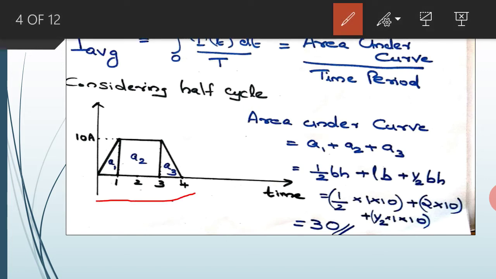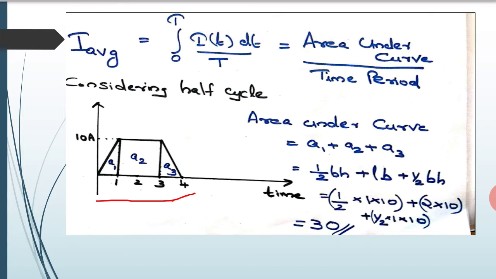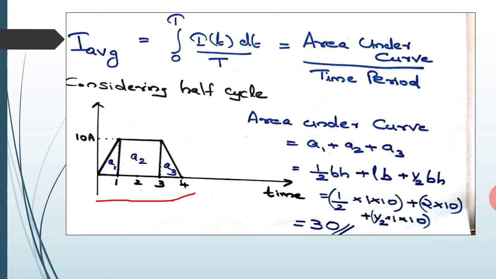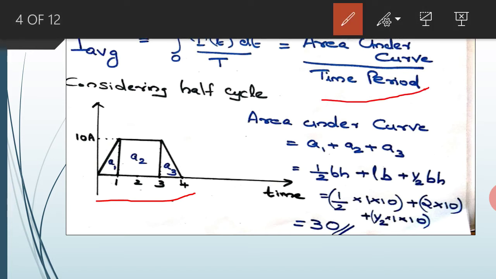Half cycle is considered here and we can find the average value in two ways: either area under curve by time period, or integral 0 to T of i(t) dt by T. First we consider finding the average value by the equation area under curve by time period. For that, first we consider the area of the curve.